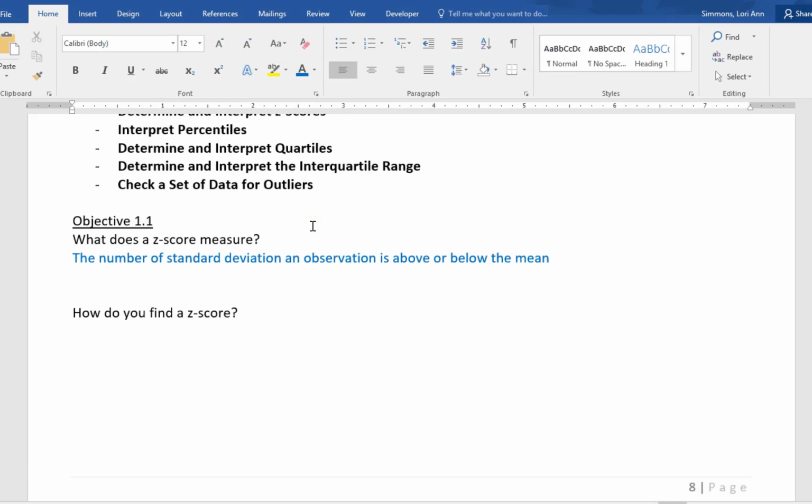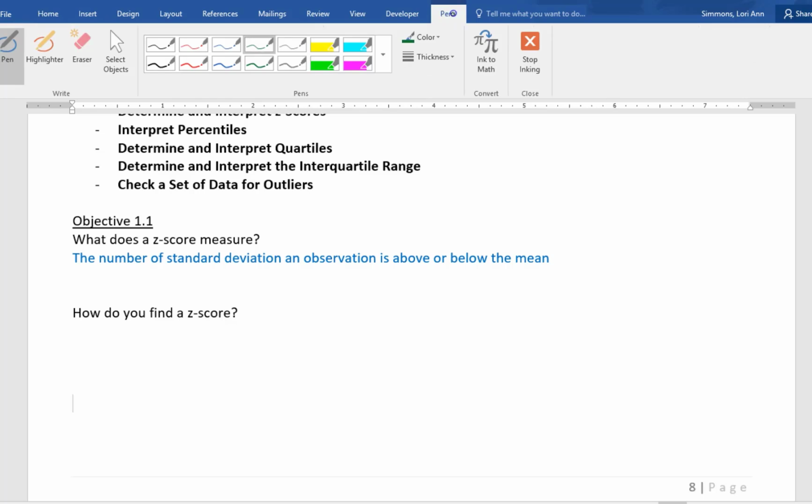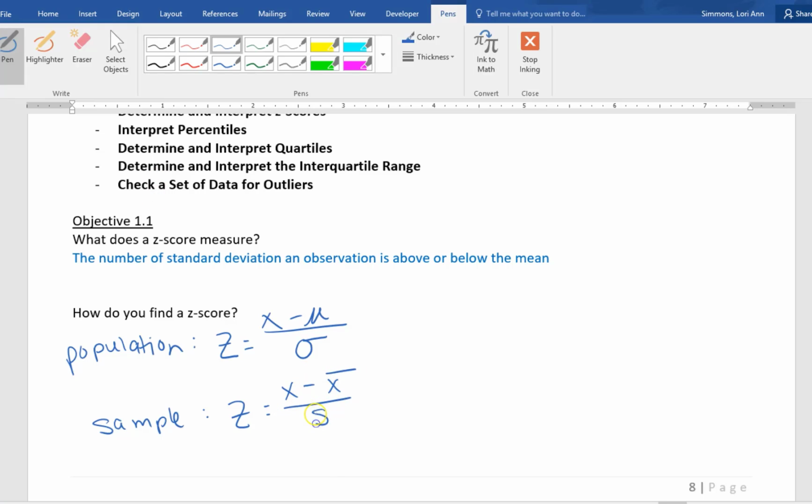How do you find a z-score? So for a population, the z-score is equal to the data value, so x minus mu, which is your mean, divided by sigma, which is your standard deviation. For a sample, your z-score is, again, your data value minus x bar over s. And for z-scores, we're going to round to the 100th spot.